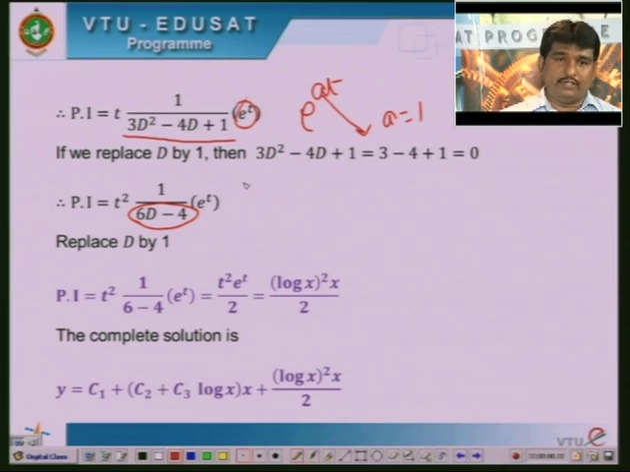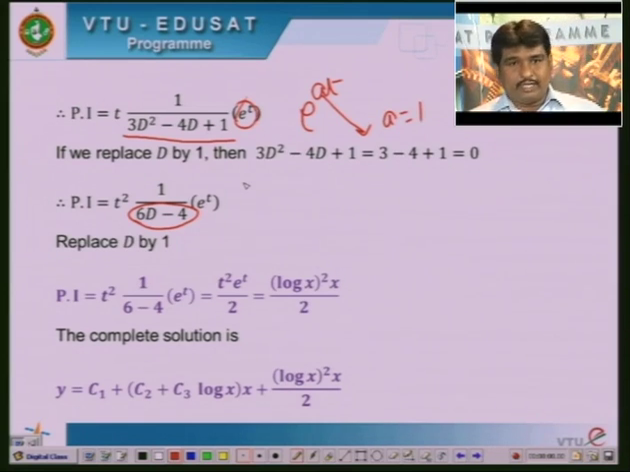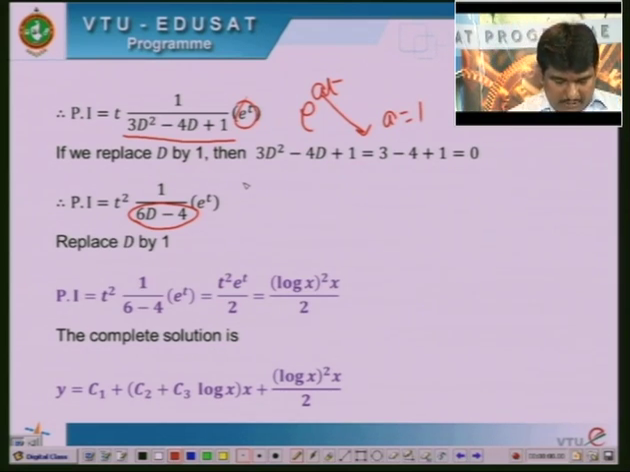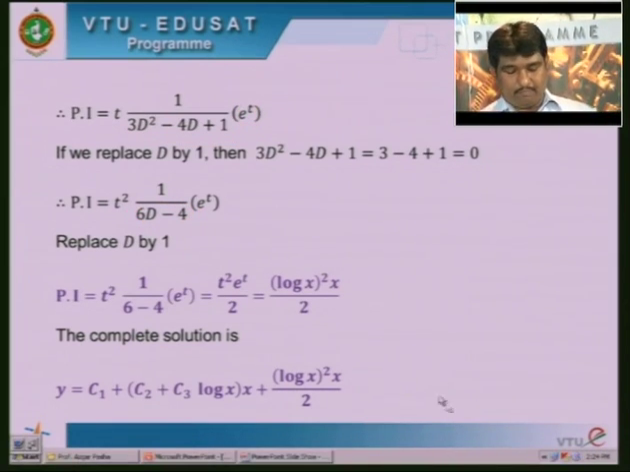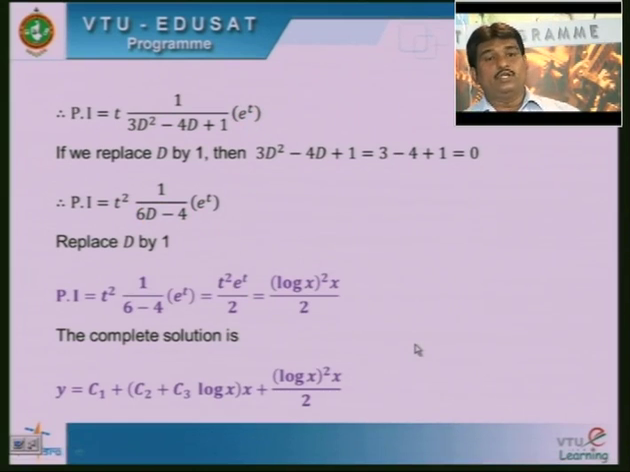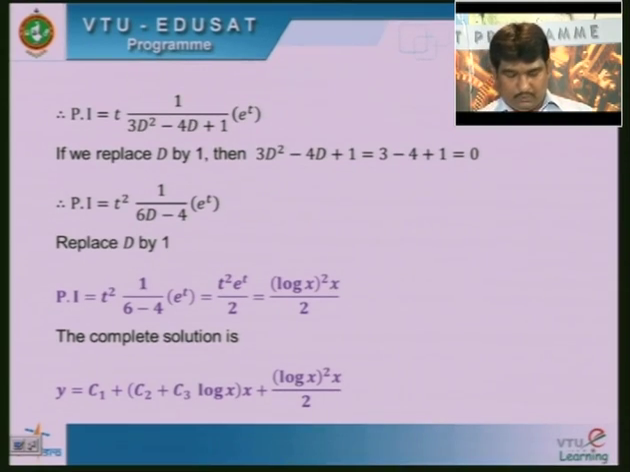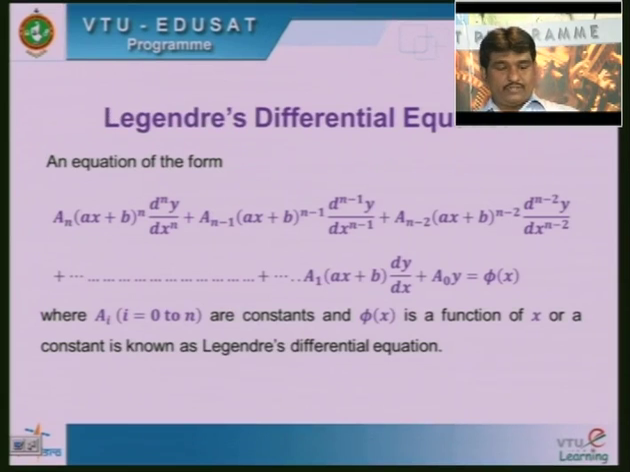Now convert t in terms of x. t is log x, e to the power of t is x. So we get PI as (log x) the whole square into x divided by 2. Therefore the complete solution is y equals CF plus PI. CF is (c1 plus (c2 plus c3 log x) into x) plus PI is (log x) the whole square into x divided by 2. This is Cauchy's differential equation.